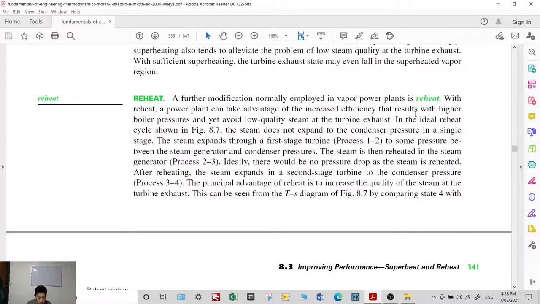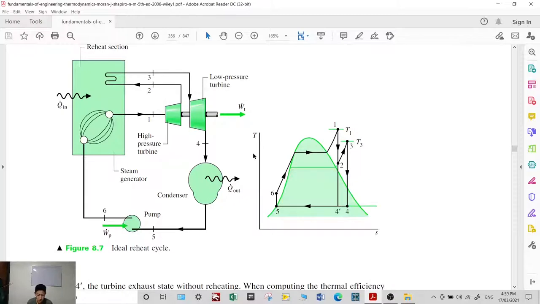So what is this reheating? With a reheat, a power plant can take advantage of increased efficiency that results with higher boiler pressures and yet avoid low quality steam at the turbine exhaust. This is the diagram of an ideal reheat cycle. So what is the difference? Compared to the simple Rankine cycle, after expansion in the first turbine, you return the working fluid to the boiler. You reheat. That is why you call it a reheat, because you heat it again in the boiler before passing it to the low pressure turbine.